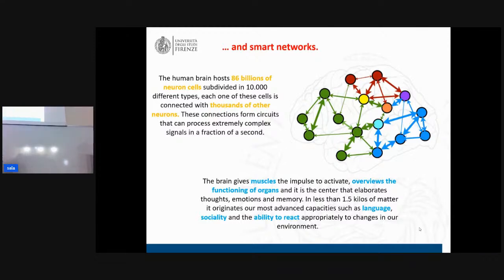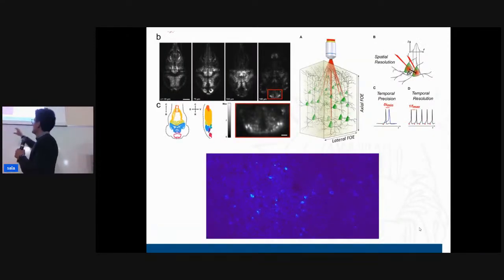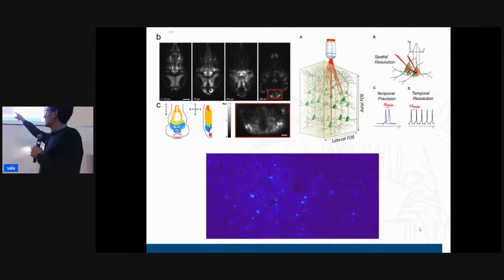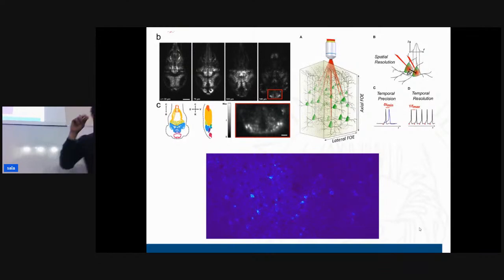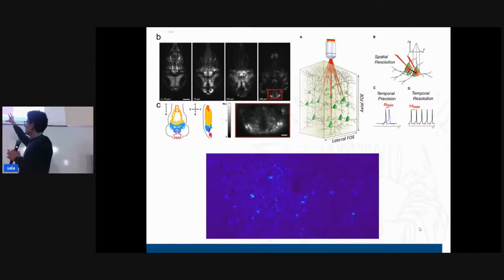Just to visualize what I'm saying, below there you can see images taken from the brain of the zebrafish, which is a fish that in its larval form is completely transparent. This is an experiment done here in Florence. You can basically see inside its brain using lasers, and you can see how these neurons activate in groups, sometimes alone, sometimes in groups.